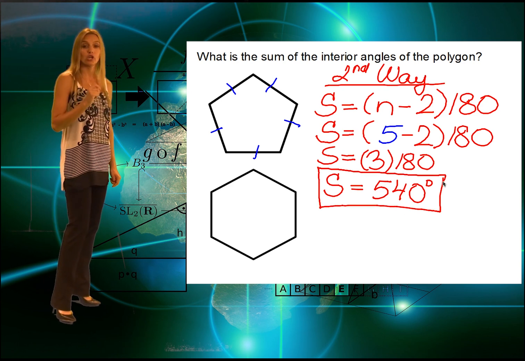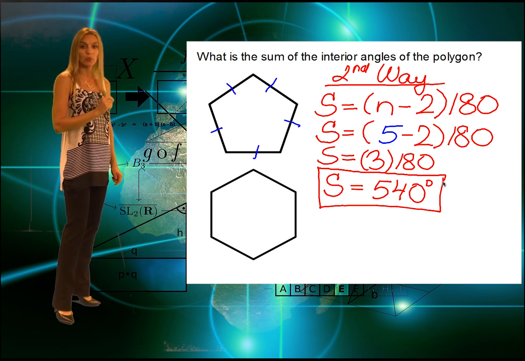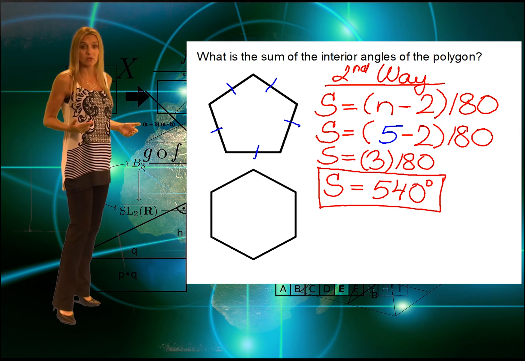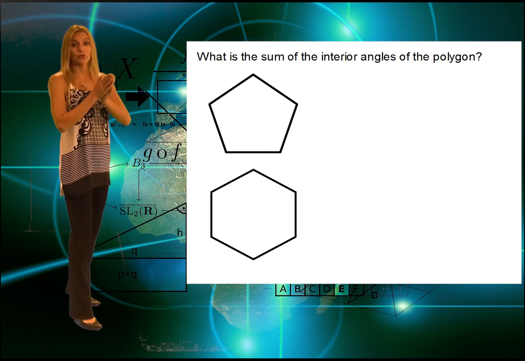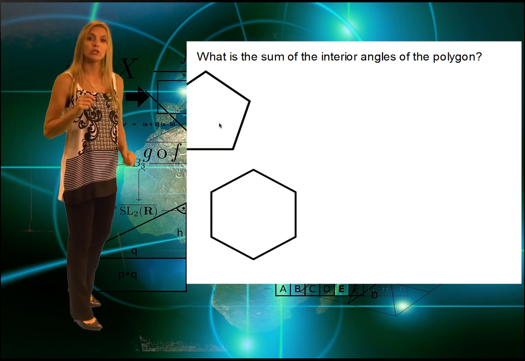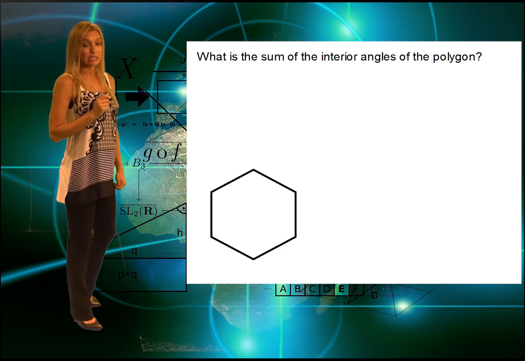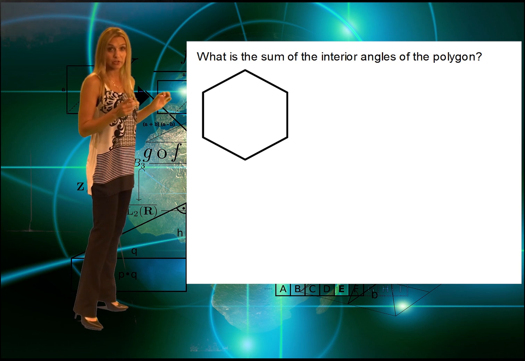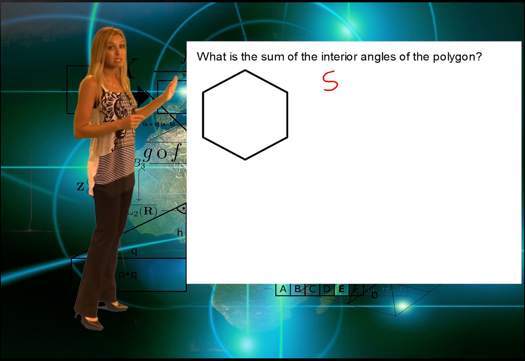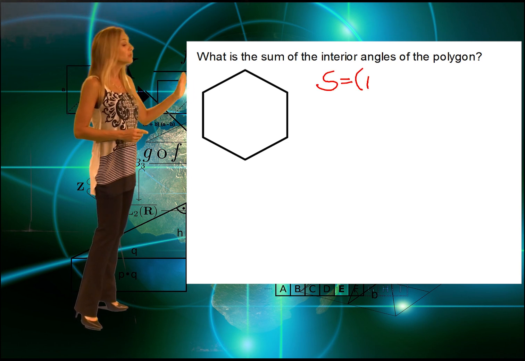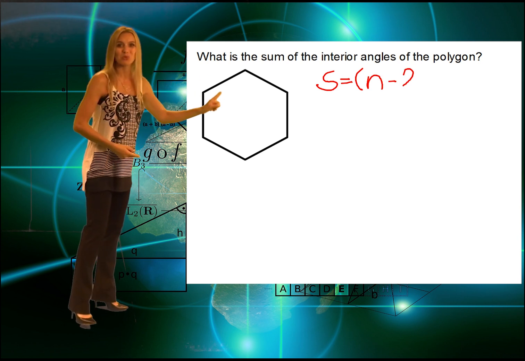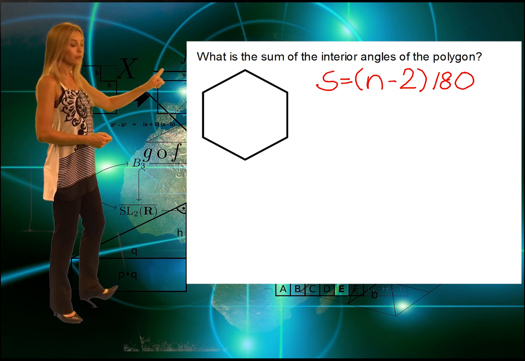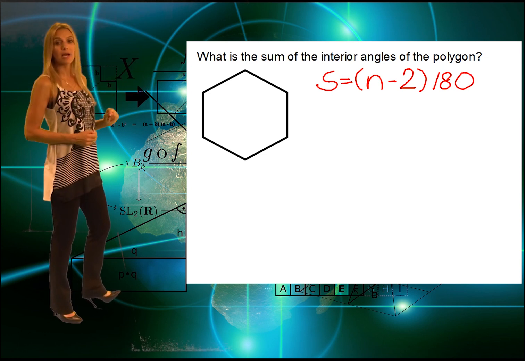Now let's look at the next shape. We have a hexagon. We're also going to practice this formula real fast, all right? So first step is to write down the formula. The formula is S, which means the sum of all the interior angles, is equal to N, number of sides, minus 2, close your parentheses, times 180. How many sides do we have? 1, 2, 3, 4, 5, 6 sides.